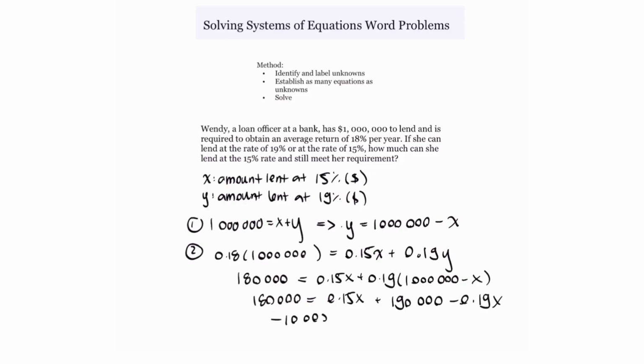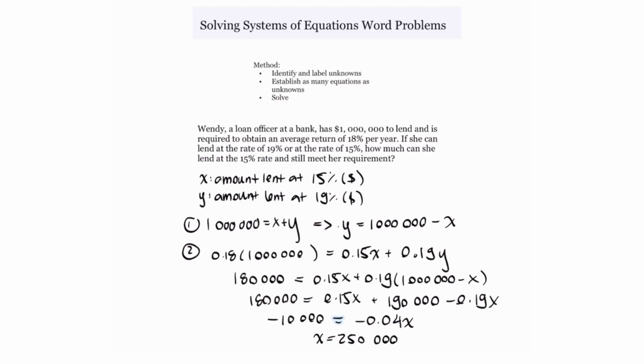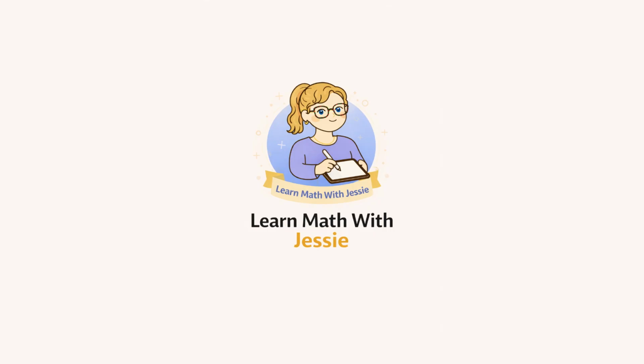So we distribute this, or we multiply the 0.19 times $1 million and times the negative X. And then in the end, we get that X is $250,000. Meaning to find Y, we just replace X in the initial equation. And we get that Y is equal to $1 million minus $250,000, which is $750,000.